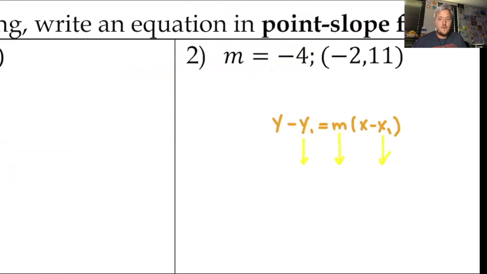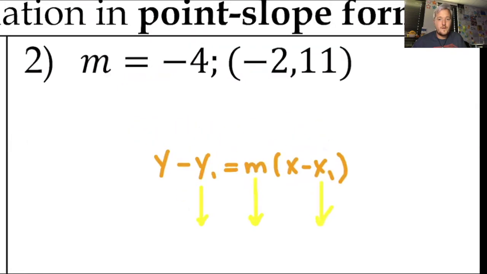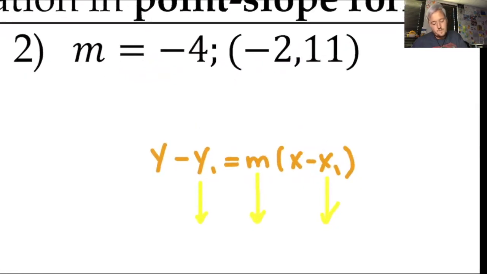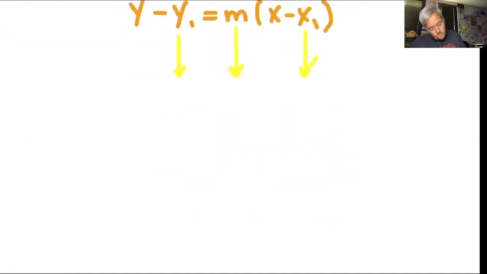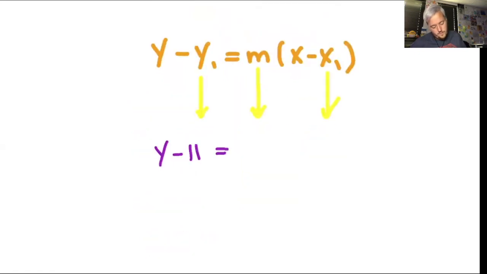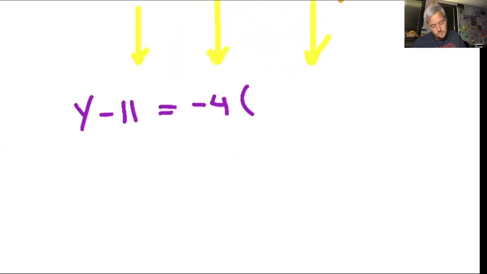All right, so now over here, same idea. So I have my x1, y1, then I have my slope. So I'm going to plug everything in. So y minus 11 equals my slope, which is negative 4, then x minus a negative 2.